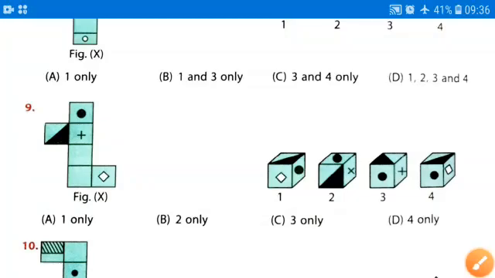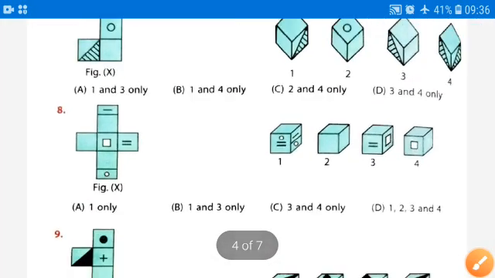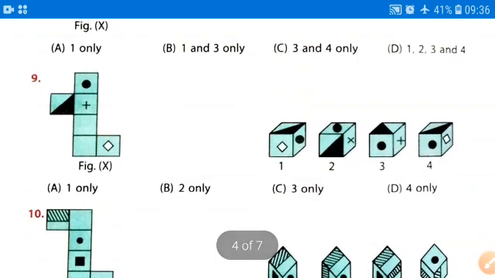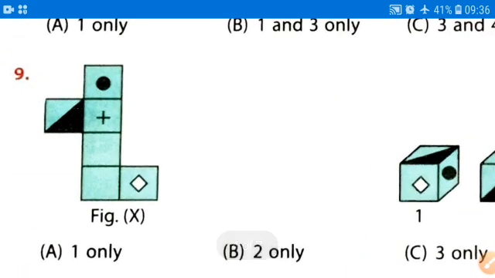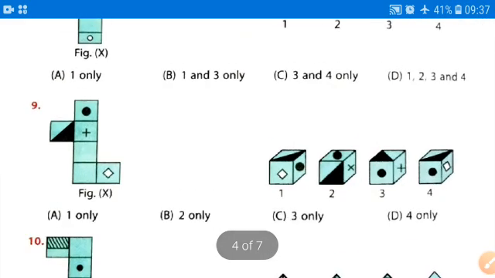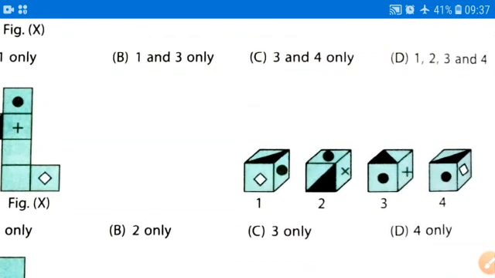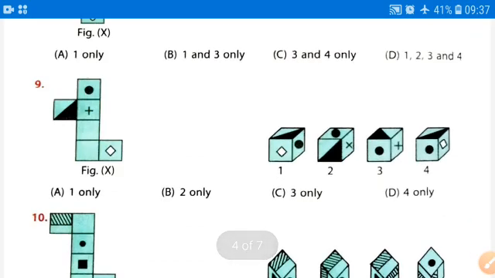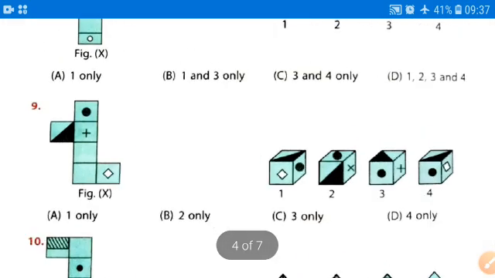Now coming to question number 9. It is the same question. We have been given a paper strip and we have to fold it to form a cube or a box, and check whether the following four figures, 1, 2, 3 and 4, are correct positions of the box or not. So first of all, let me tell you the opposite ones.